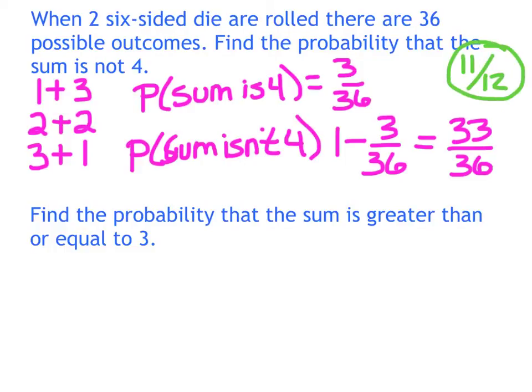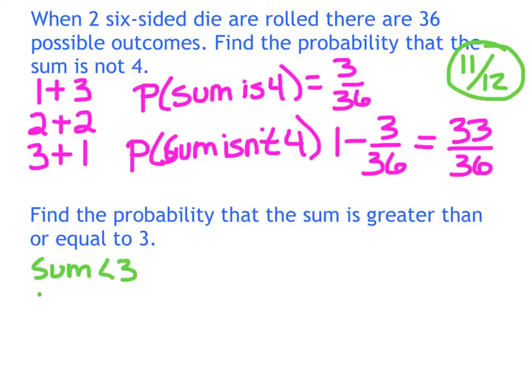So we're just saying, instead of having to add them all up and figure out how many don't have sums of 4, it's easier to add up the ones that do and then subtract it from 1. So now find the probability that the sum is greater than or equal to 3. So first we need to figure out how can we get a sum that is greater than or equal to 3. Let's figure out the ones that are less than 3.